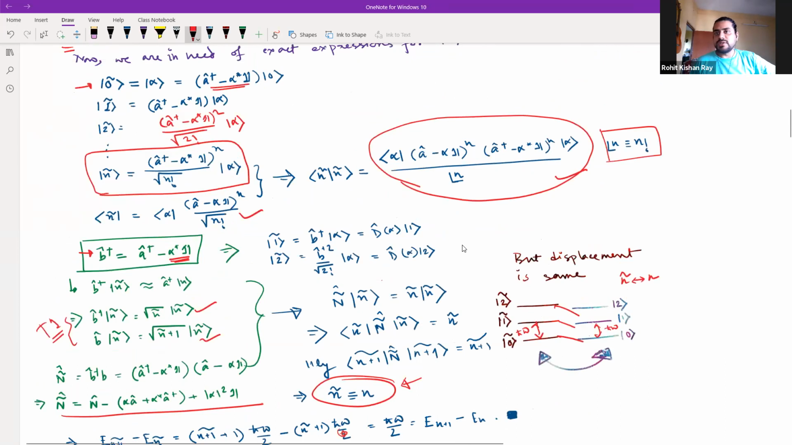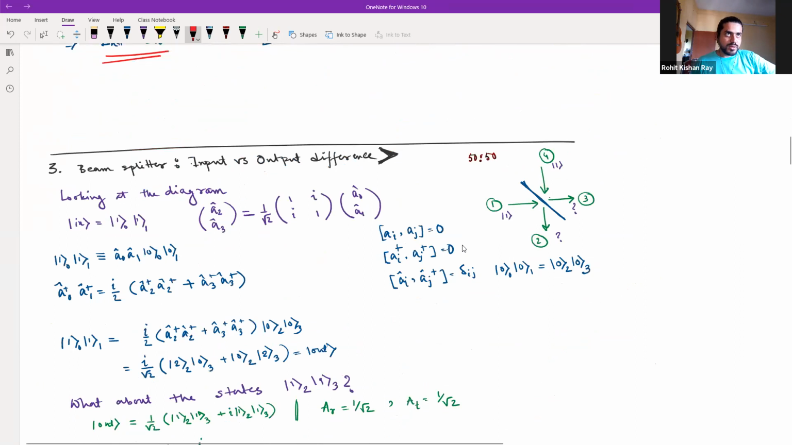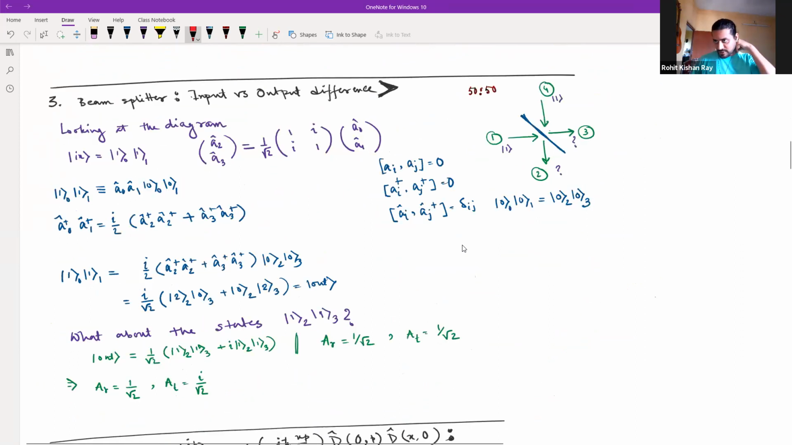Do you have any questions here? I guess no, so I think I'll move on. The next question is an interesting one. It says: explain physically why we do not get equal distribution of photon numbers in the output ports of a beam splitter when we have equal distributions in the input ports.